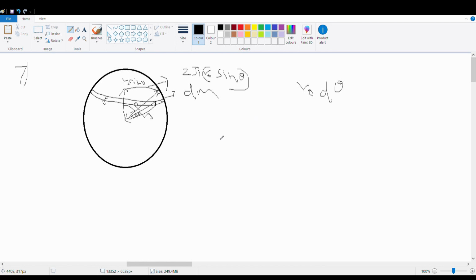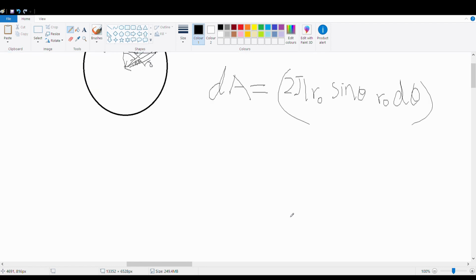So what's this small area? This small area is simply multiplying these two again. You can think of the strip as a rectangle over here. Its length or its perimeter is equal to 2 pi r naught sine theta, and its breadth is equal to r naught d theta. So we are going to write this as dA is equal to 2 pi r naught sine theta r naught d theta. Okay, this is dA.